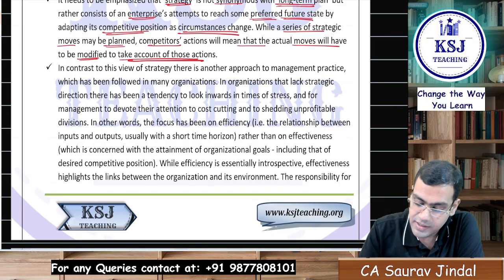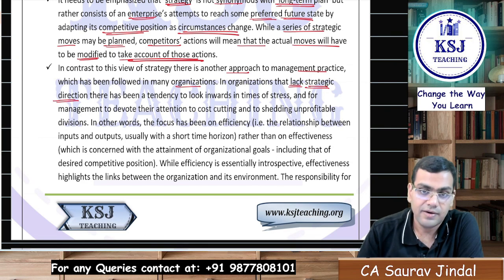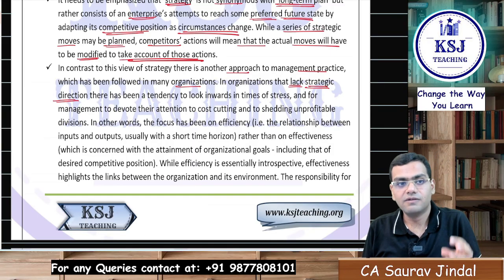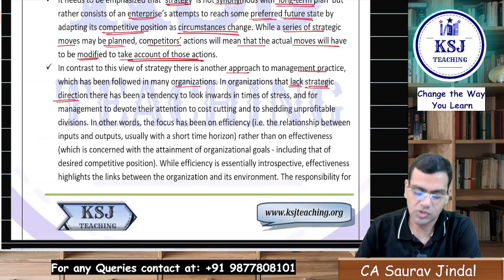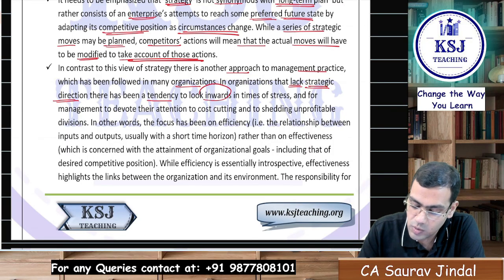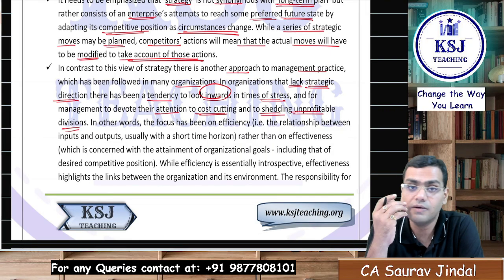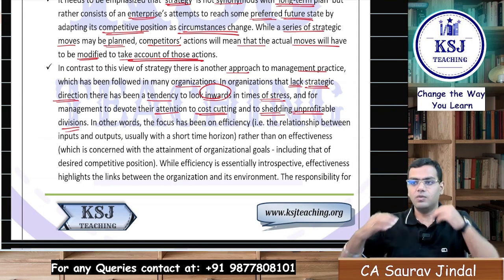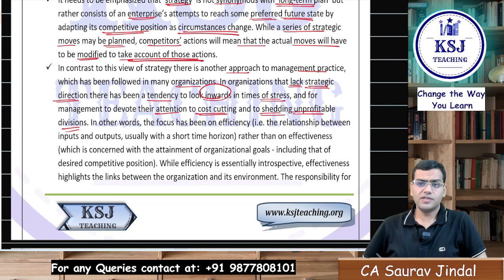First, try to understand. There is another approach to management practice which has been followed in many organizations. In the organizations that lack the strategic direction, right, they do not know which strategic path they need to follow. In that case, first they check whether internally we are strong or not. There has been a tendency to look inwards in the times of stress, and for the management to devote their attention to the cost cutting and to shedding the unprofitable divisions. So they start looking inwards. In case of stress, they are totally confused about what strategies will work or not, right? Whether turnaround will work or whether the divestment will work, which of the strategies is going to work. So what they start doing is they start working on their internal procedures.